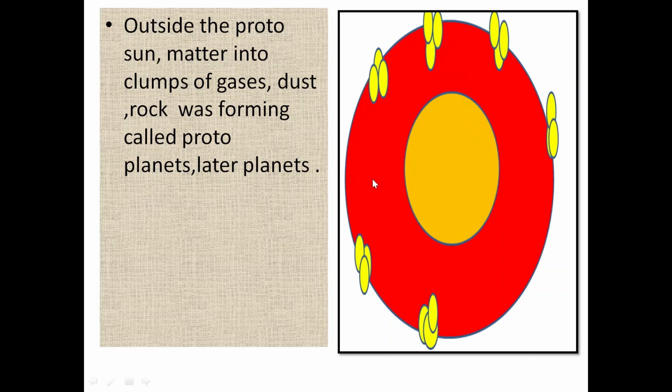And what about the planets? At the periphery of the nebula, there was some matter. You can see on the screen there was some matter at the periphery of the nebula, and these were clumps of gases, dust, and rock, and they accreted or collected to form the protoplanets, which later developed into planets.